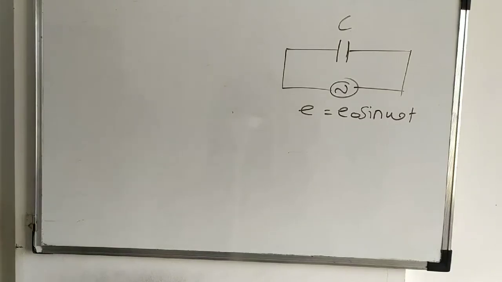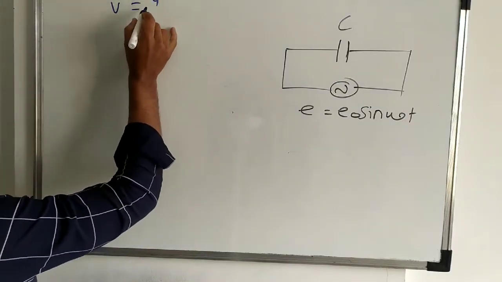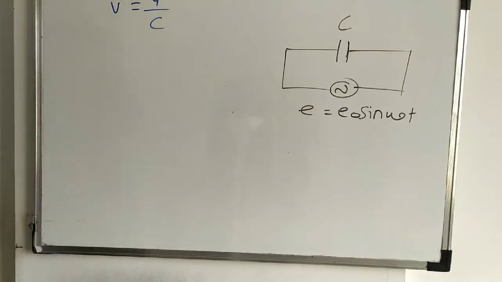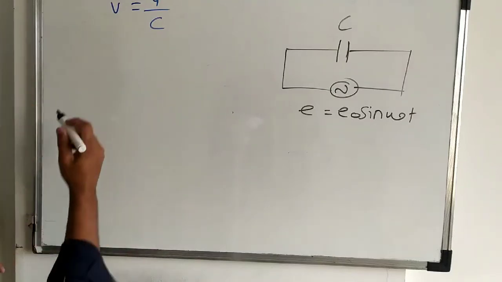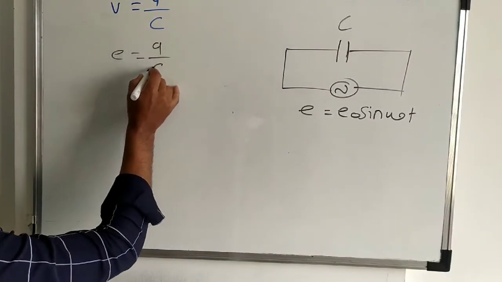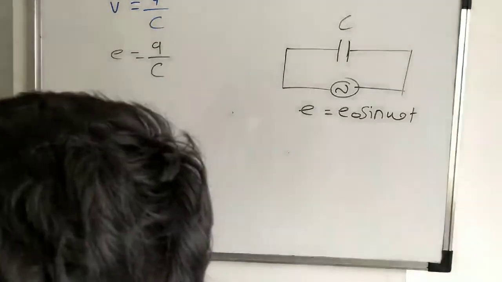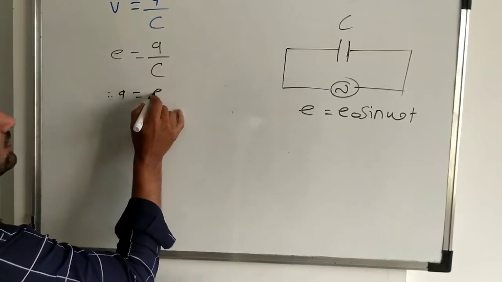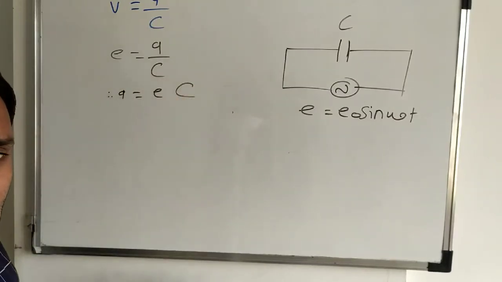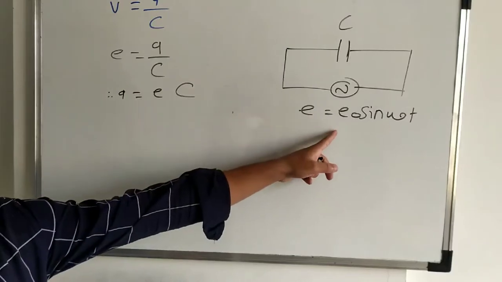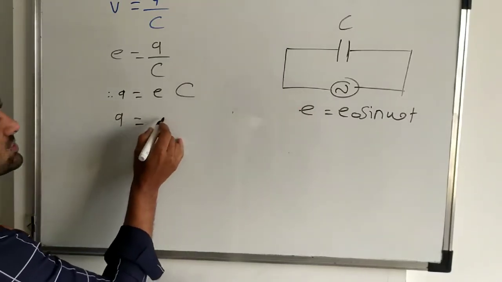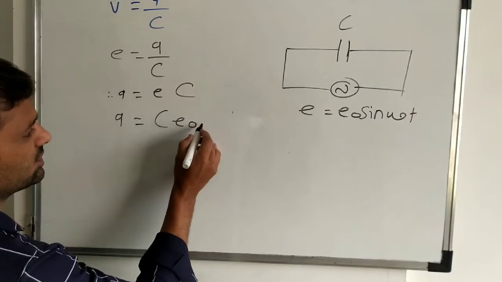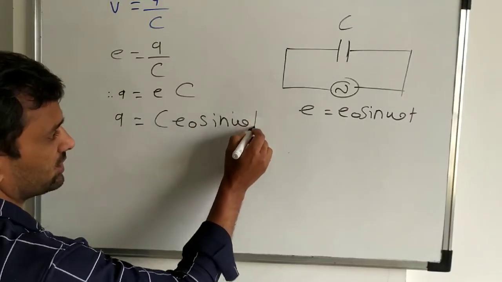How can we derive the equation for it? From the equation of the capacitor, we have V is equal to Q upon C. We can write the same formula for the induced EMF: E is equal to Q upon C, where C is the capacitance of the circuit. Therefore, Q becomes E into C. Putting the value of E, Q becomes C E naught sin omega t.